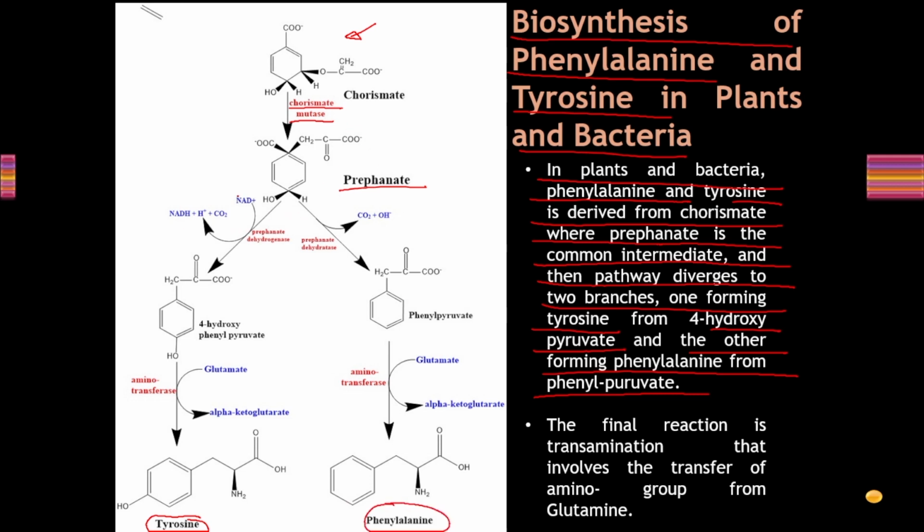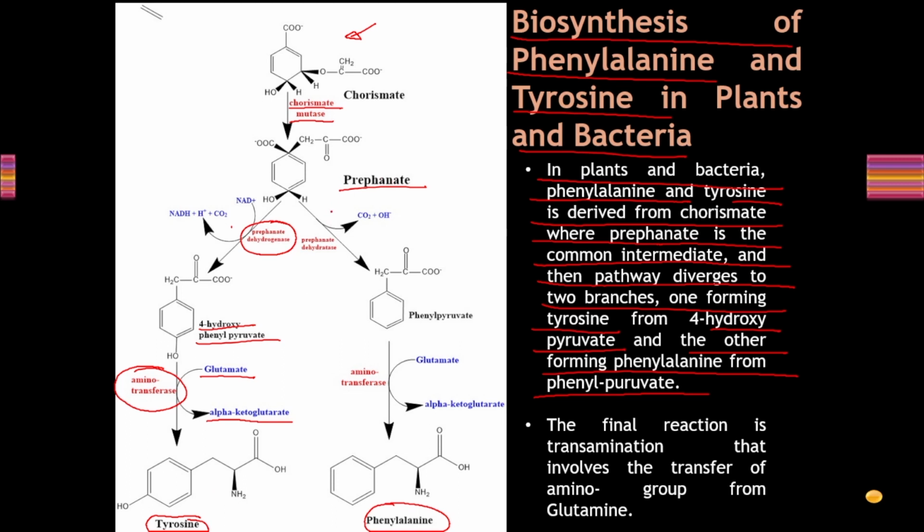So in the first step of the tyrosine synthesis, the prephenate is oxidized to give rise to the 4-hydroxyphenyl pyruvate, and the enzyme that catalyzes this reaction is called prephenate dehydrogenase. And then for 4-hydroxyphenyl pyruvate, there is an aminotransferase reaction, and that's how the glutamate is converted into alpha-ketoglutarate, and that's how the 4-hydroxyphenyl pyruvate is converted into the tyrosine.